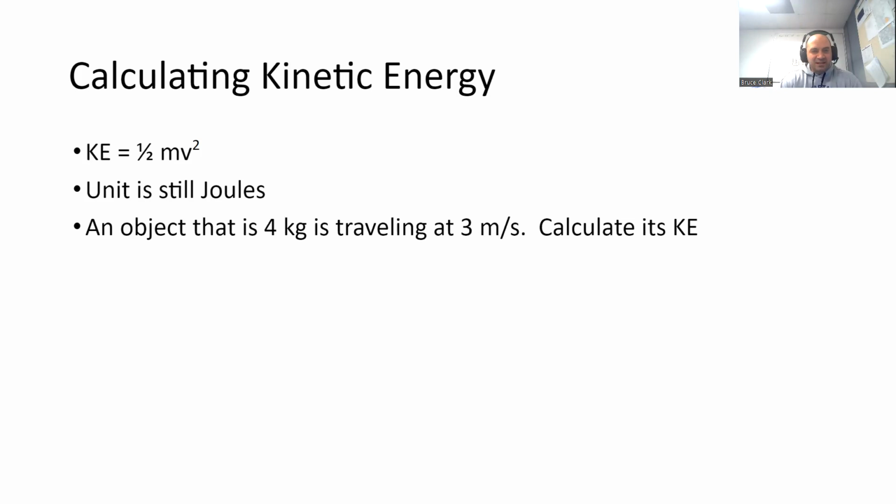So an object that is 4 kilograms is traveling at 3 meters per second, calculated as kinetic energy. I bet we can do this one in our heads. All right. So kinetic energy equals 1/2 times 4 times 3 squared. We say it again. It's going to equal 1/2 times 4 times 3 squared. So 3 squared is 9, times 4 is 36, times 1/2 is 18. So that object would have a kinetic energy of 18 joules.